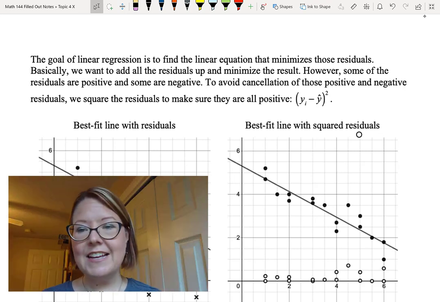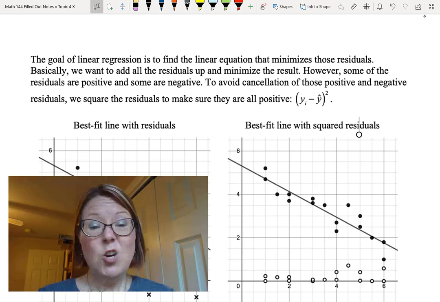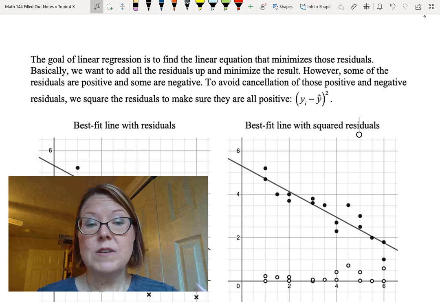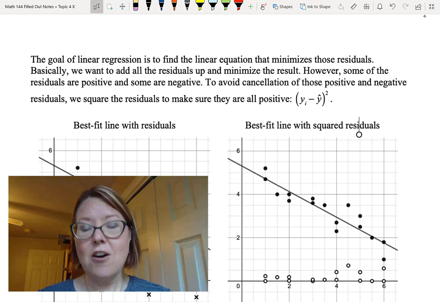To avoid the cancellation of the positive and negative residuals, we're just going to square all of them. And when we square all of them, then they all become positive.